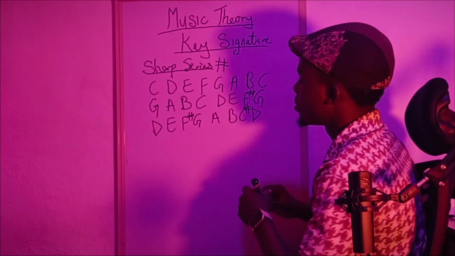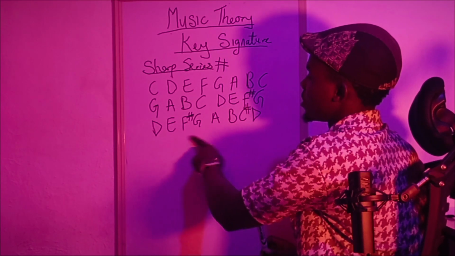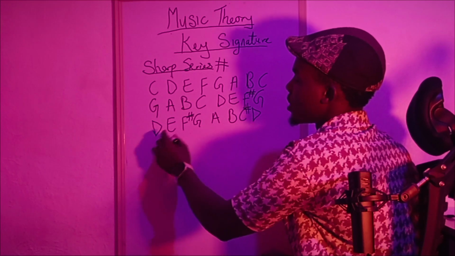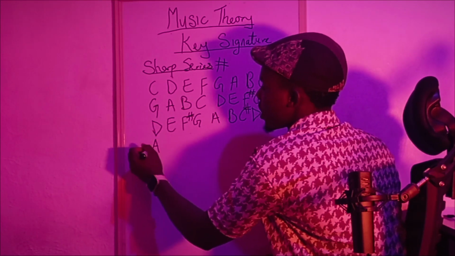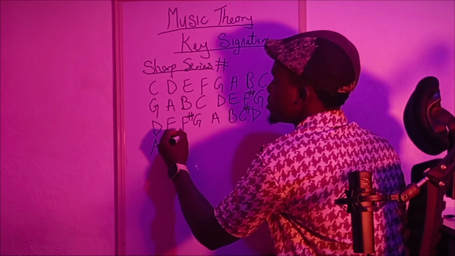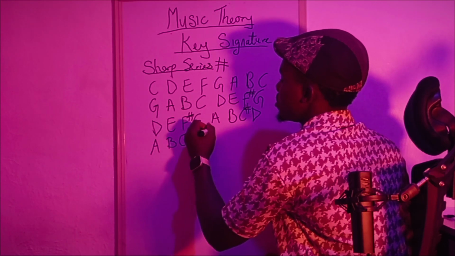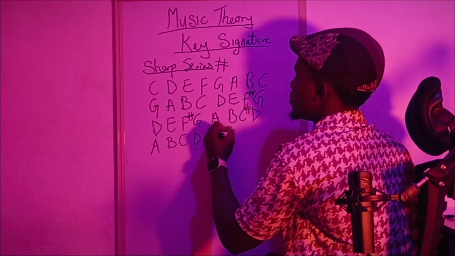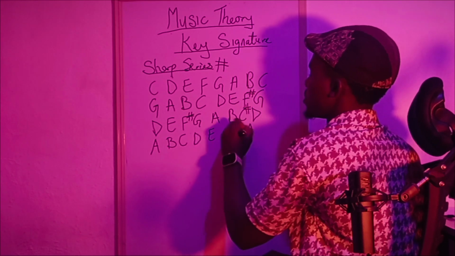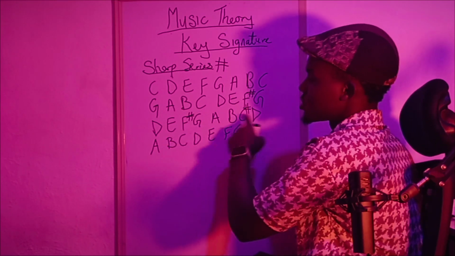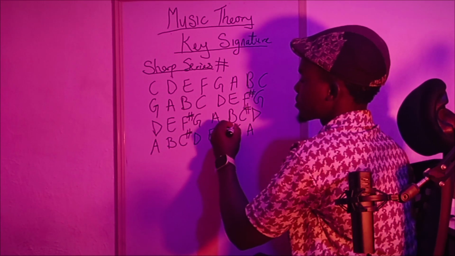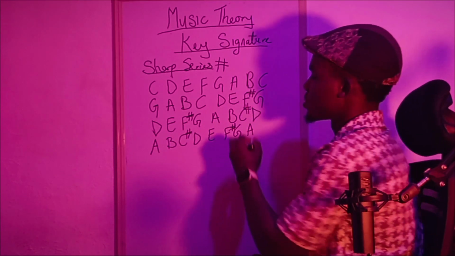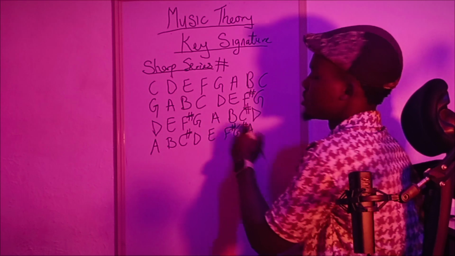So we'll move to the next key, 1, 2, 3, 4, 5, which is the key of A. So we have A, B, C, D, E, F, G, A. Sustain these two from the last key. We have C sharp and F sharp. You sharpen the second to the last, which is the G.